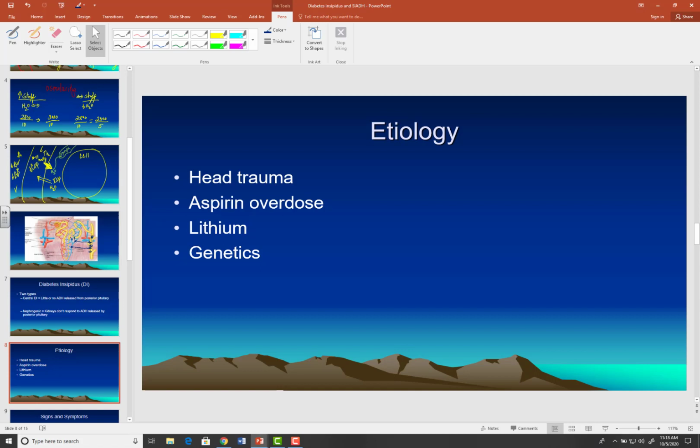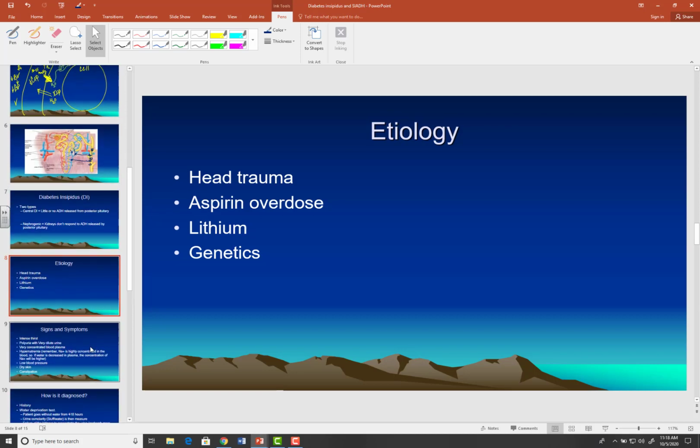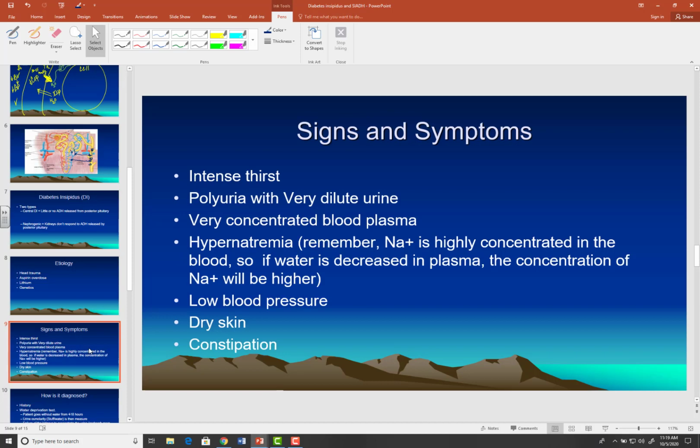And genetics. There is a familial genetic condition where the pituitary gland simply does not produce ADH. So let's look at this. If you look at the signs and symptoms, it's pretty simple.